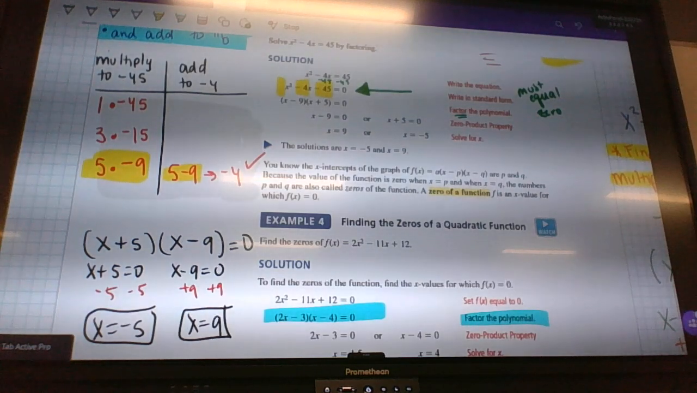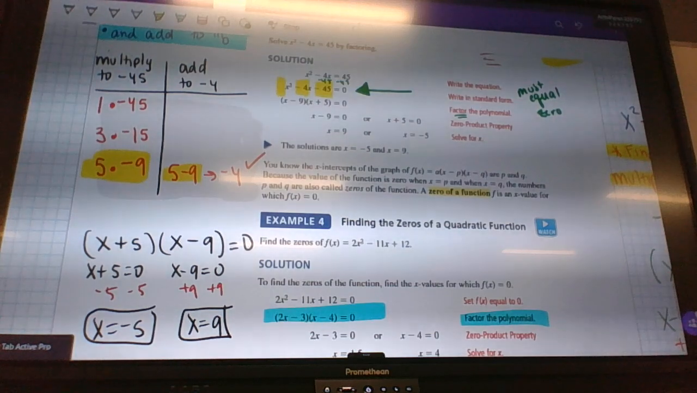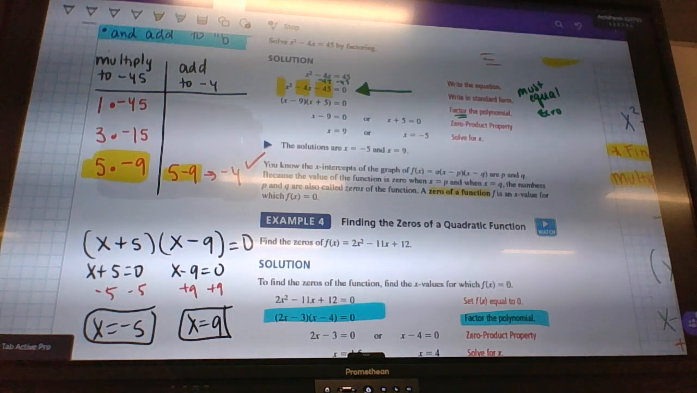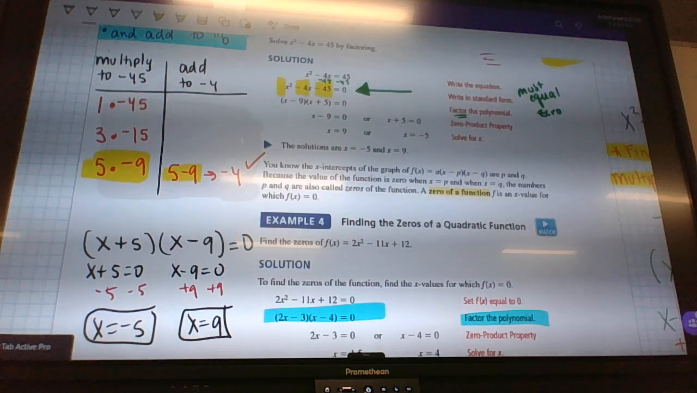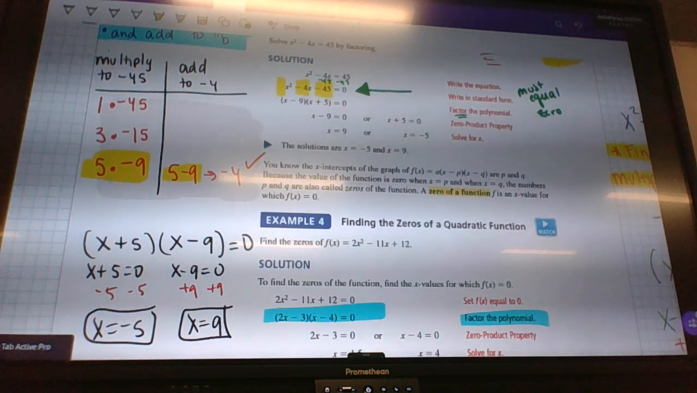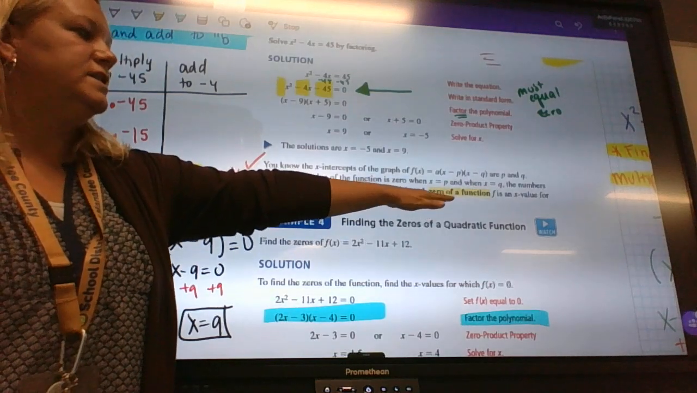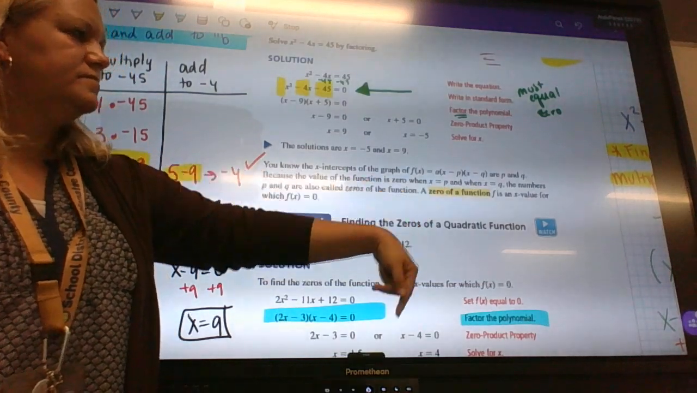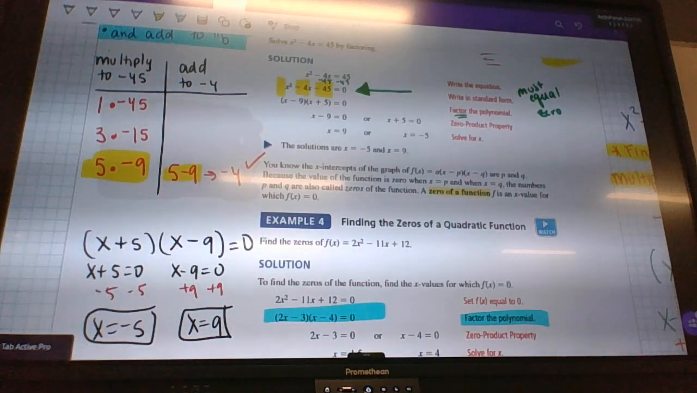Of course, these are integers, and number 2 is a more complicated number. But it's all the same concept, whether you're graphing for x-intercepts, square rooting for x-intercepts, or factoring for x-intercepts. It's all the same thing. The directions are going to say find a 0. Zeros are x-intercepts. It's just another root, another word for root.